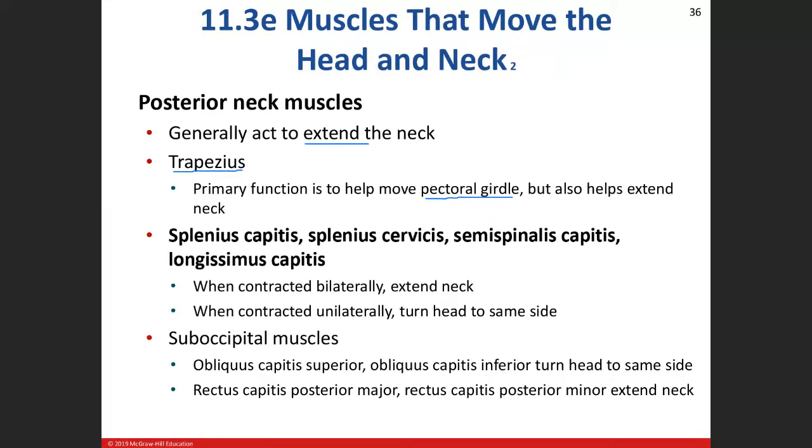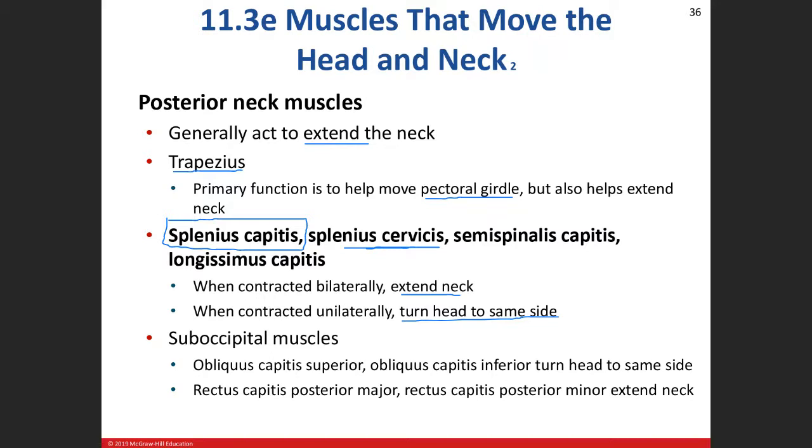Splenius capitis, again, we're not responsible for splenius cervicis or semispinalis capitis and longissimus capitis, but splenius capitis is the one that we're going to be identifying for the test. When we contract both left and right splenius capitis, you'll get neck extension. But when we do just the one, like the right splenius capitis, then we get rotation. If I contract my right splenius capitis, just the one, I'll turn my head to that same side. We'll get ipsilateral rotation. So you turn your head to the same side of whatever muscle you contract.